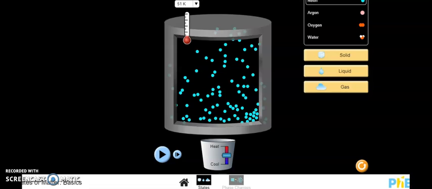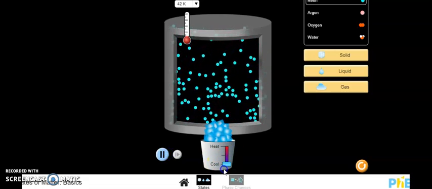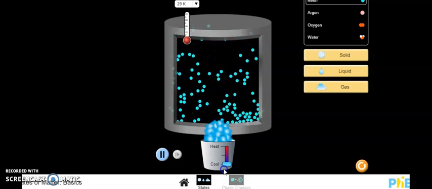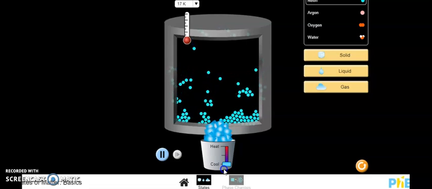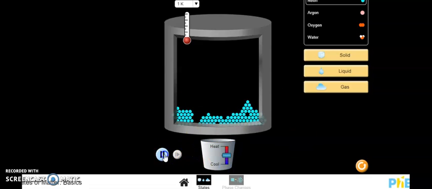Okay, and what if you take away heat? What will happen? You can see if I take away the heat right now, you can see what will happen. You see the particles slow down and group together again. Gases lose heat and condense into liquids. Liquids lose heat and freeze into solids again. You can see this picture right now when we are taking the heat out.